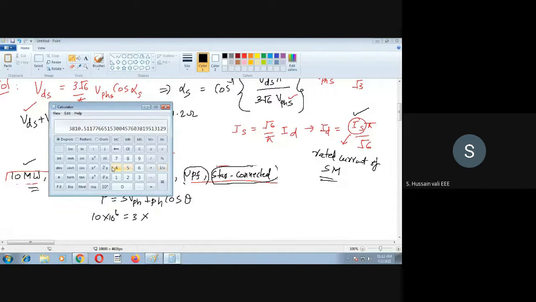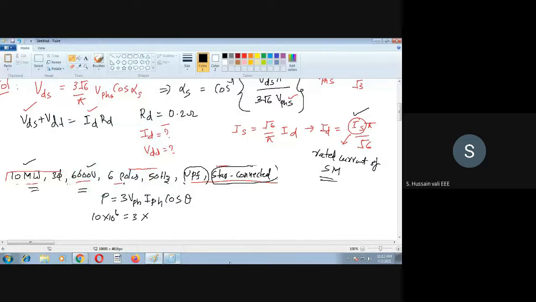So what is V phase here? It is star connected. So 6,600 by root 3 is the phase voltage, into I phase. That is what we have to find out. I phase into cos theta. You will take here unity power factor. See this now. He said unity power factor. So cos theta is equal to 1. Rated values are like this. So then from where we can find out I phase? What is I phase value? You will get here.